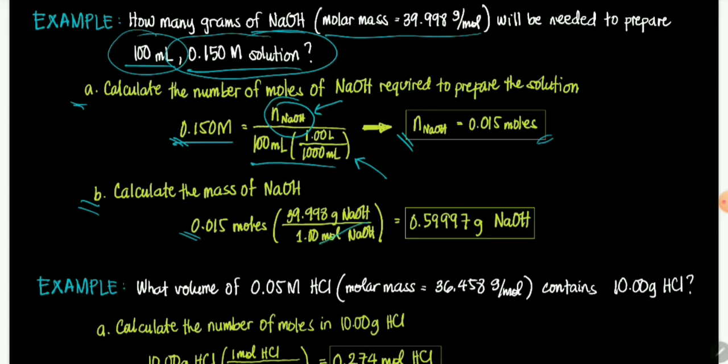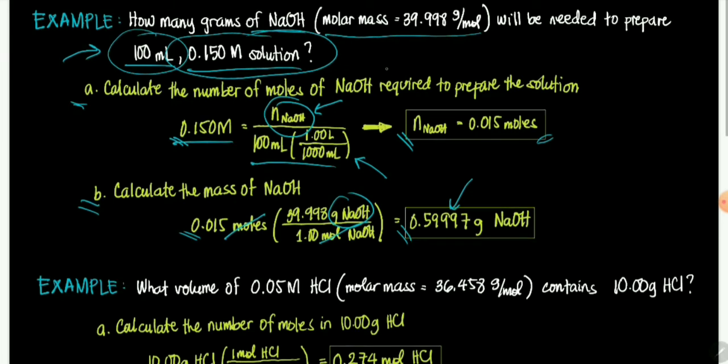So makakancel yung moles, matitira dyan ay yung grams. So kapag sinolve nyo to, you will get 0.59997 grams of sodium hydroxide na pellets. So, ang gagawin nyo, mag-weigh kayo ng almost 0.6 grams ng sodium hydroxide. Tapos, lalagyan nyo siya ng 100 ml ng water. So, you can prepare the 100 ml of 0.150 molar of the solution.